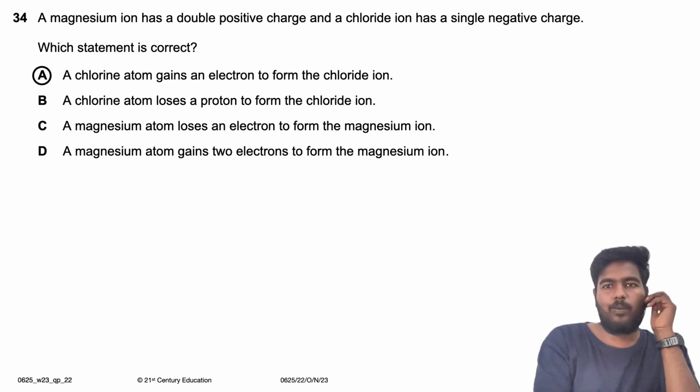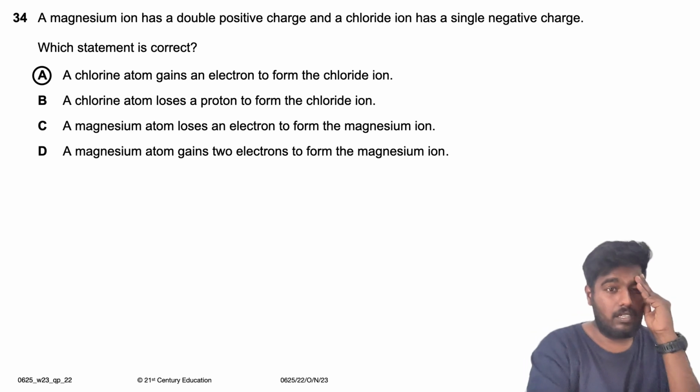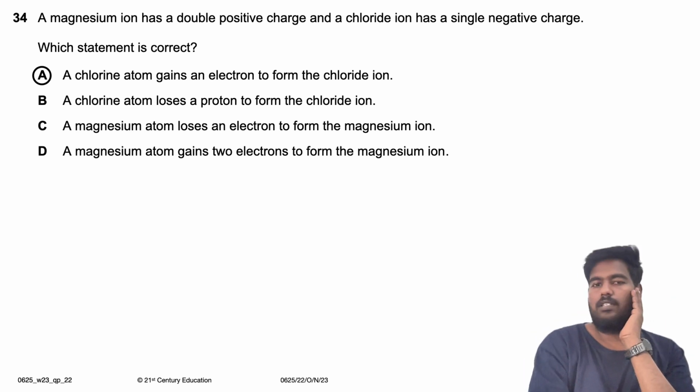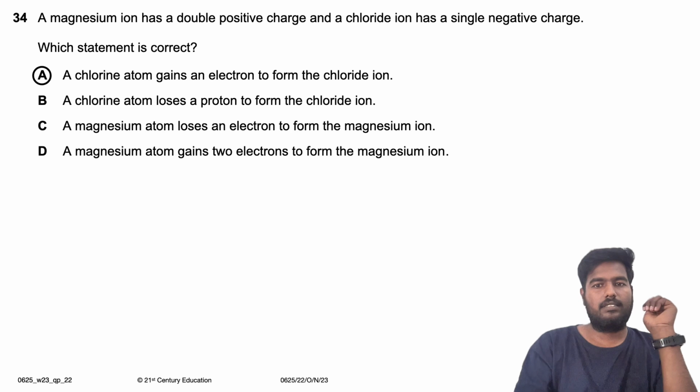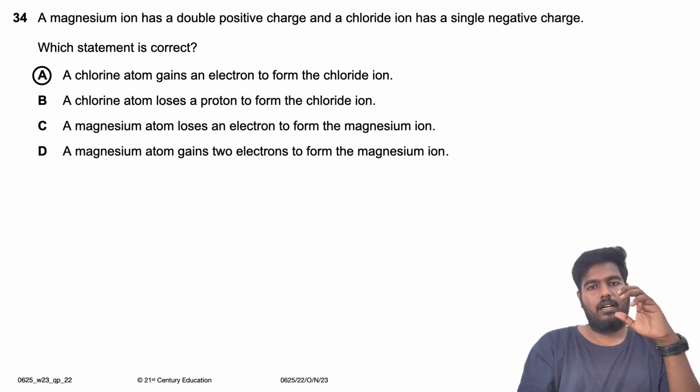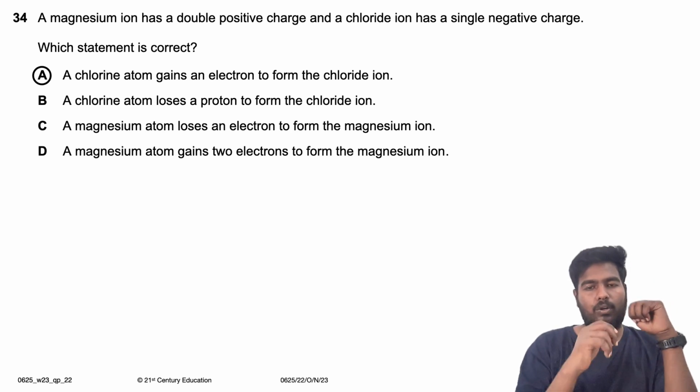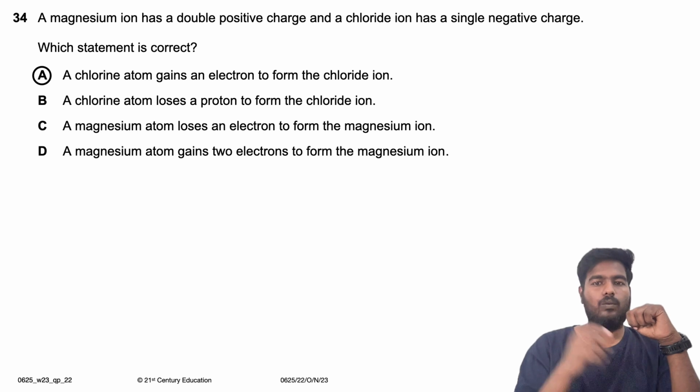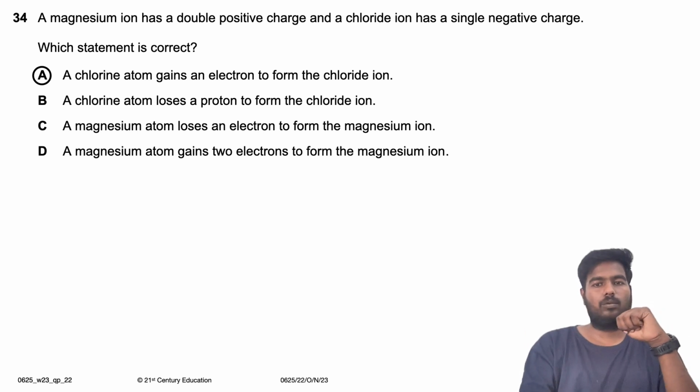But still, let's explore why the others are wrong. A chlorine atom loses a proton? No, the charge does not change like that. You cannot alter a proton, it's a nuclear reaction. Only electrons are involved. Okay, so 2 is wrong.